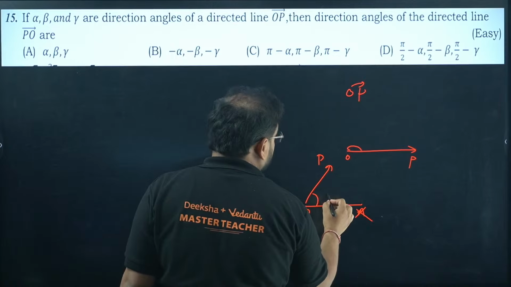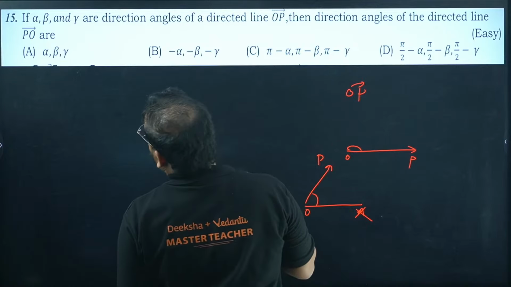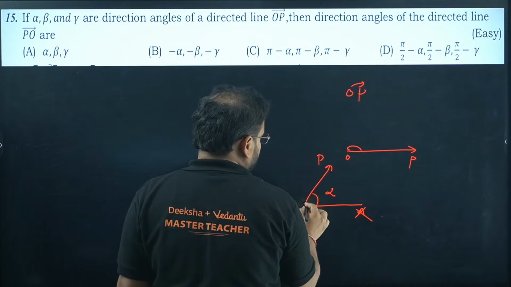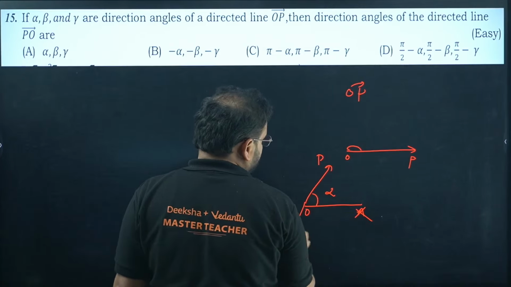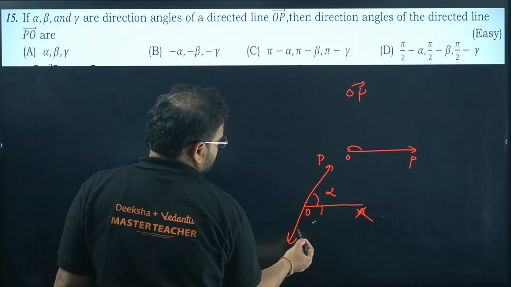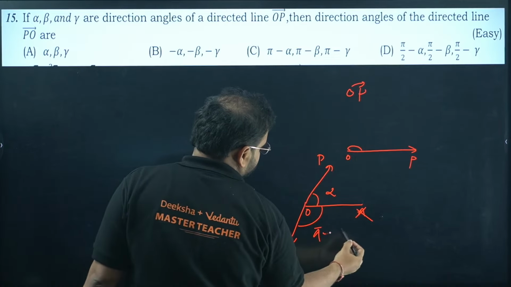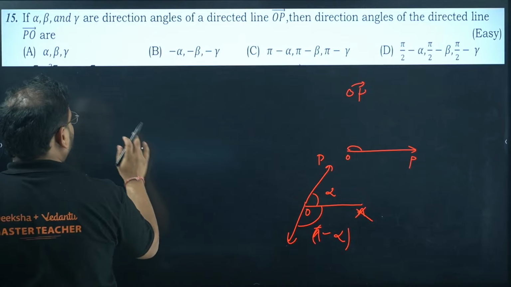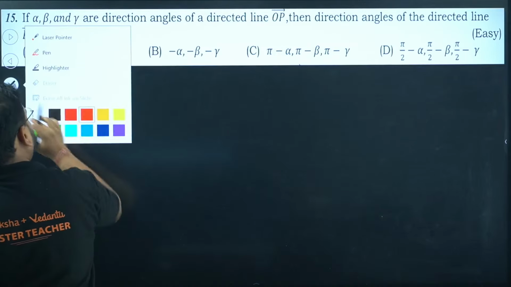Okay, what is the angle? The angle is given as alpha, beta, gamma. Let me take the first one only as alpha. Then if I take PO, I have to go this way, right? It's translated like this. So the angle will be this one. It will become pi minus alpha. Not clear? It's okay. One more time, no problem.